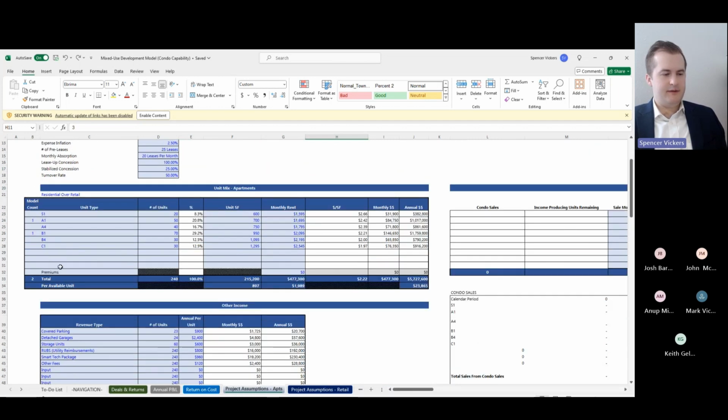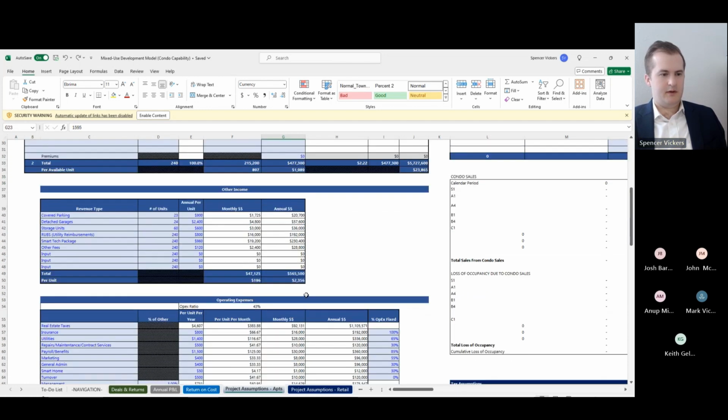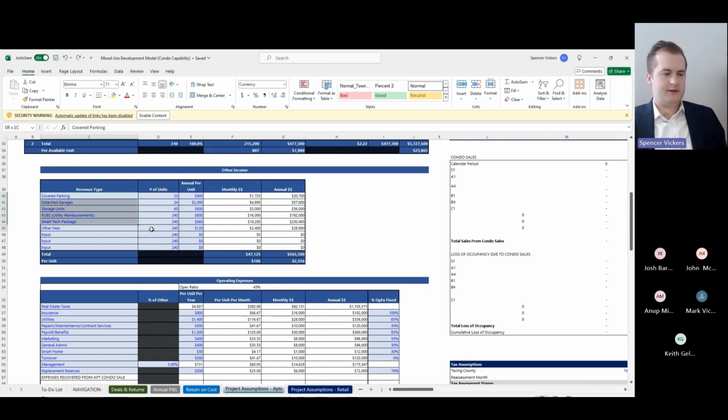This is the unit mix for the apartments. I've included a section where you can detail how many of these unit types are model units, which will take their income offline. The number of units by floor plan, unit square footage, monthly rent for that floor plan, etc. Other income, so other income, covered parking, detached garages, storage units, RUBS, which is utility reimbursements, smart tech package, other fees, and other ones that you choose to detail.